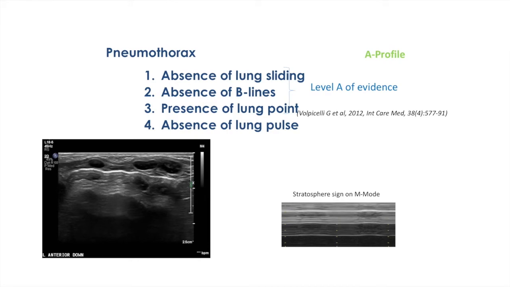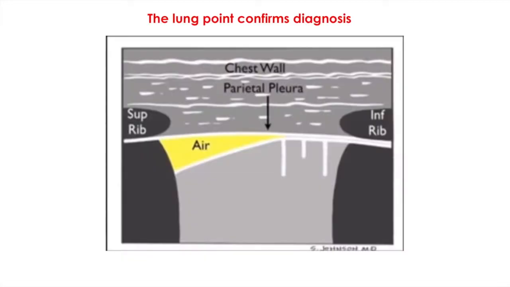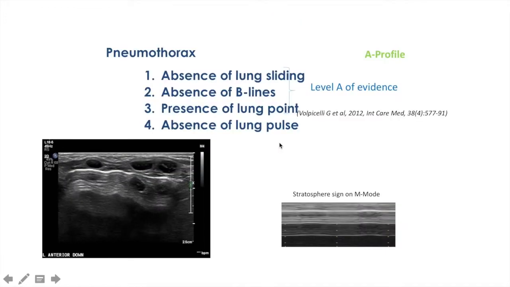Sorry, there were 4 points. Presence of the lung point. And the lung point is the point where both pleura are separated. If I go on the previous slide, this is this point that we call the lung point, and you will systematically need to find this lung point to confirm the diagnosis with 100% sensitivity and specificity.